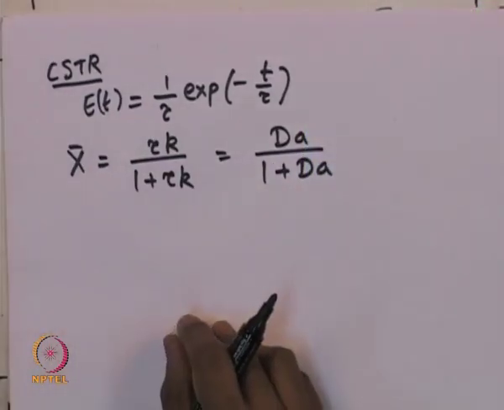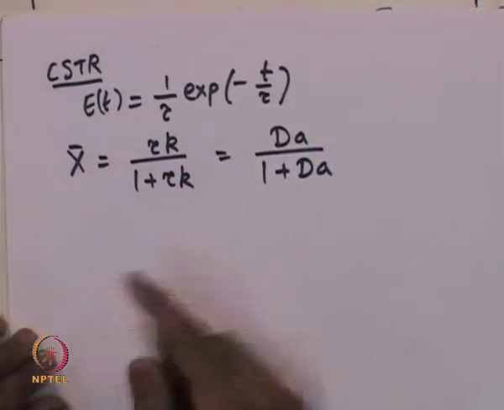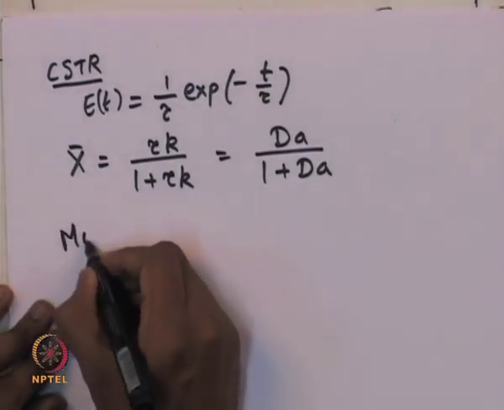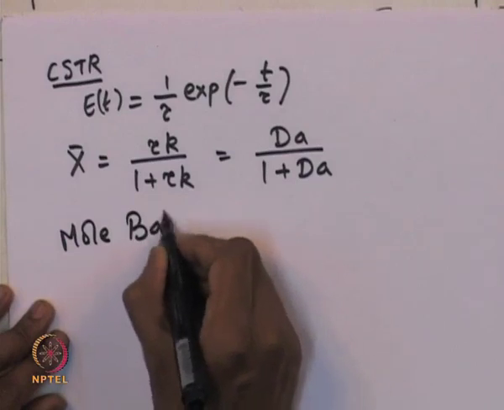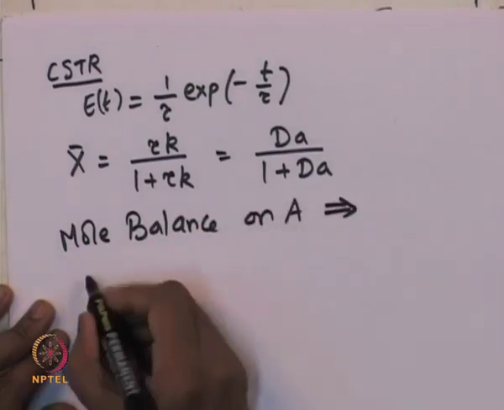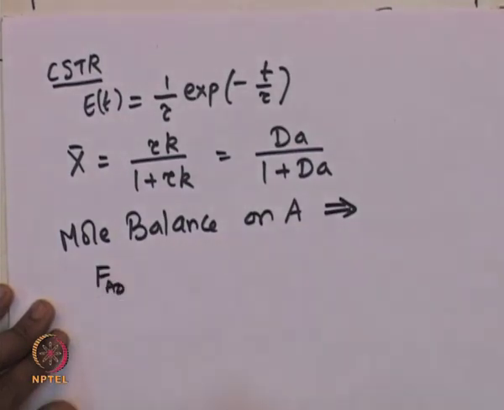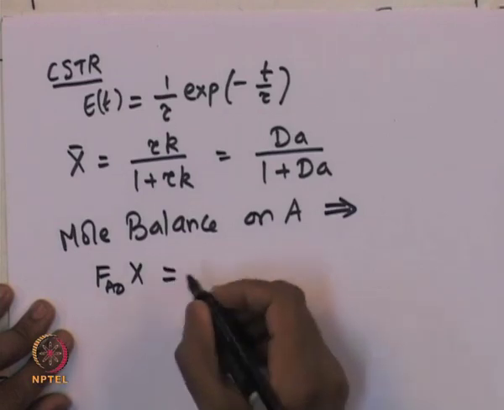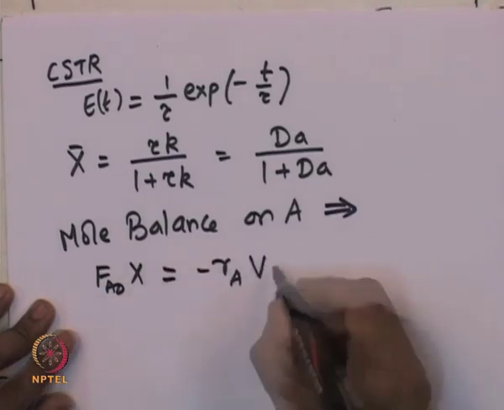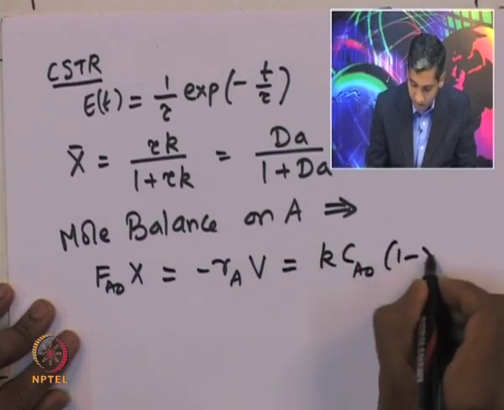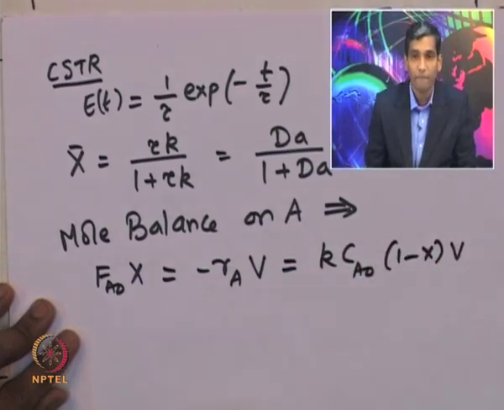So, now if we write the mole balance for a CSTR, the performance equation for the CSTR is the mole balance on A: F_A0, which is the molar flow rate of the species at inlet, multiplied by X is equal to minus r_A multiplied by V, that is equal to k C_A0 (1 minus X) V.